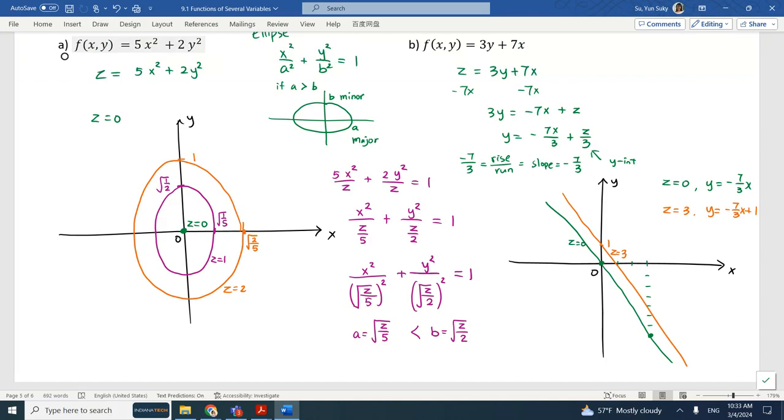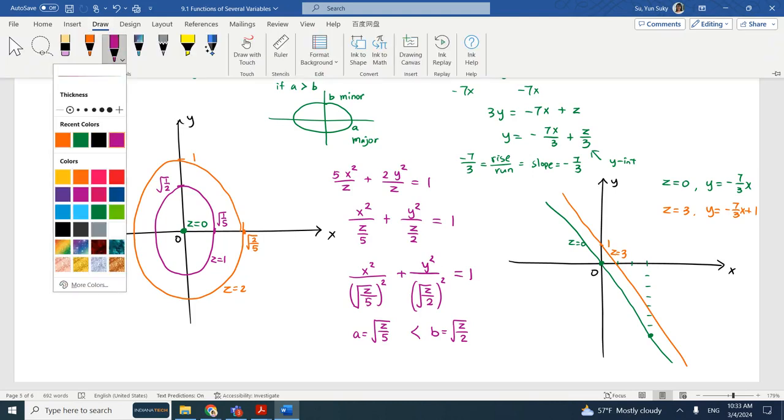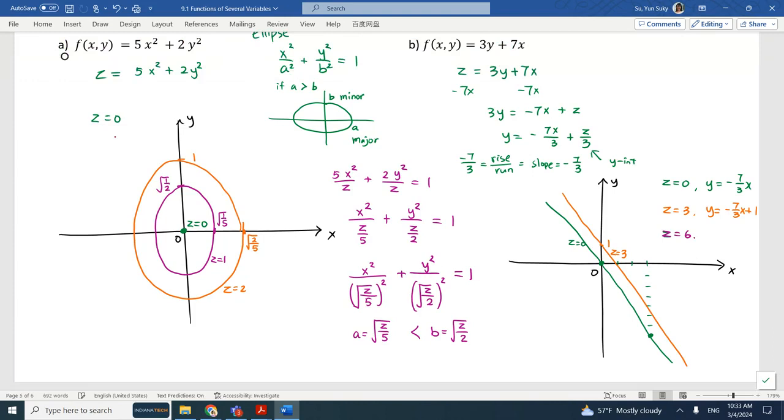Let's do one more. What z do you pick? 6. So z is 6. And then your y is negative 7 over 3x plus 2. See, the 2 is here. And we draw the line, and we know z equals 6 on the line. Is that okay, everybody?